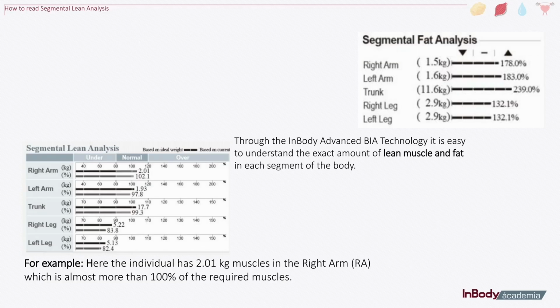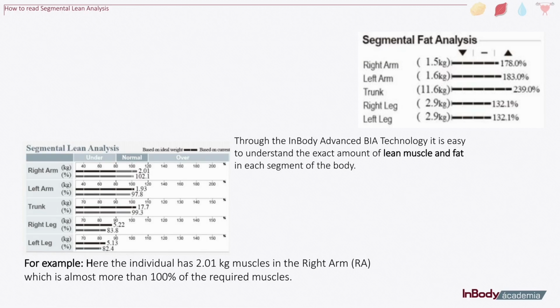In the segmental analysis, you will see that the muscles are initially given in kgs, and also how much percent of muscle mass that accounts for. So if you look at the infographic, you'll understand that in this example, the person has 2.01 kg of muscles in the right arm, which accounts for 102% of muscle requirement. If you are touching 100%, then yes, you have adequate muscles for that specific body region.